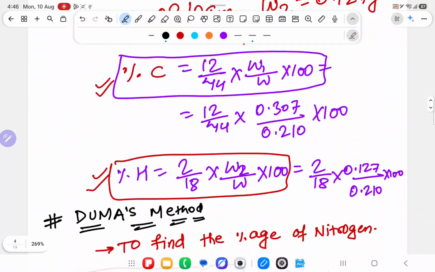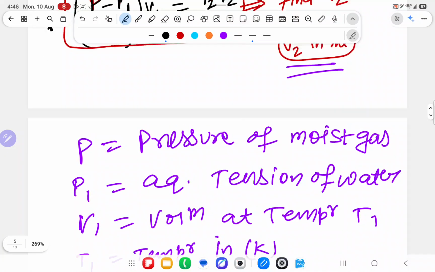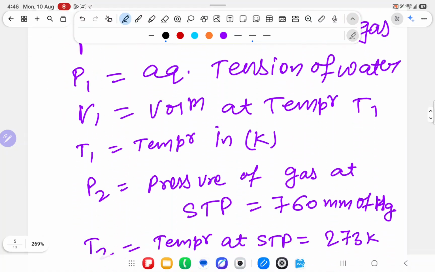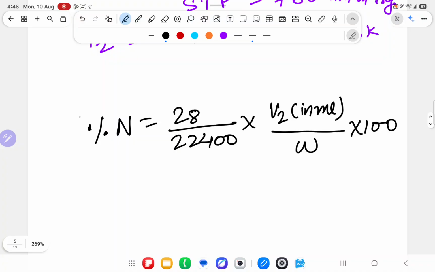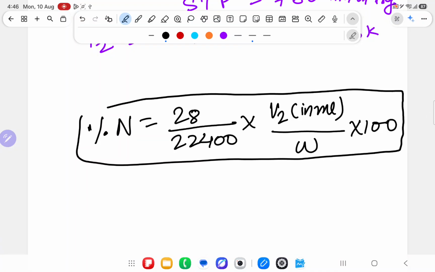Second part, the Dumas method. First formula you have to learn like this, and with this formula you are able to find the V2 value. P2 is fixed 760, T2 is fixed 273. Remaining all values will be given in the question. After finding the V2 value, you use the percentage of nitrogen is 28 by 22400 into V2 by W into 100. V2 you found in the previous formula, W is the weight of organic compound.